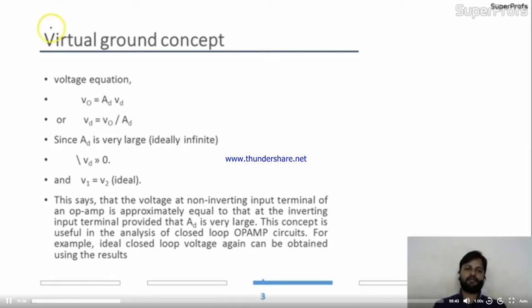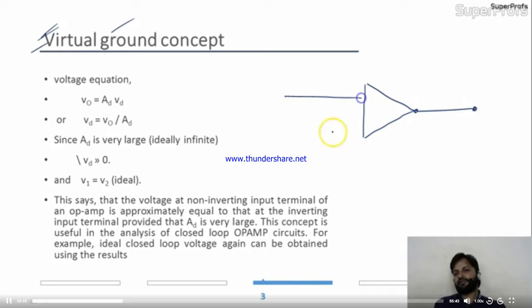Now this is a very important concept. I can say this concept is the building block of all the problems we are going to do. So again I'm drawing the op-amp circuit, so it will be pretty clear to you what the virtual ground is.